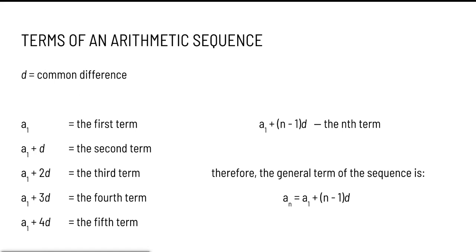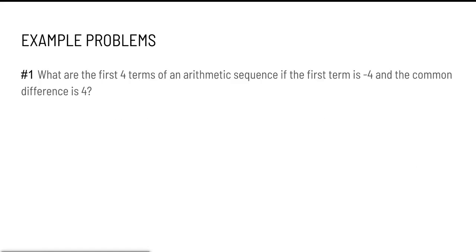So now let's focus on actually solving the end term of an arithmetic sequence. Starting off easy, let's look at example number 1. What are the first four terms of an arithmetic sequence if the first term is -4 and the common difference is 4? So, first things first, let us look at what is given in this question. We have a sub 1 equals -4, which is the first term, and the common difference is 4.